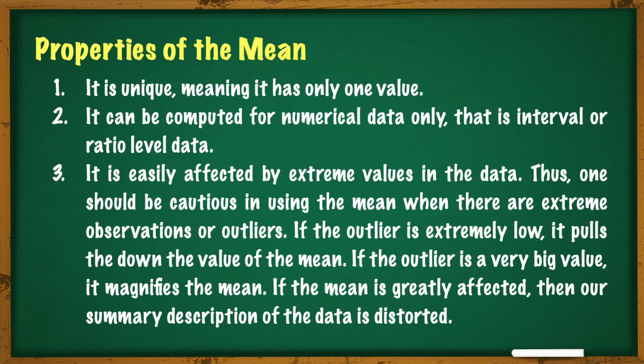Thus, we need to be cautious in using the mean when there are extreme observations, also known as outliers. If the outlier is present and it is extremely low, then it would pull down the value of the mean. However, if the outlier is a very big value, then it will magnify the value of the mean. If the mean is greatly affected by the presence of extreme observations or outliers, then our summary description of the data is distorted.